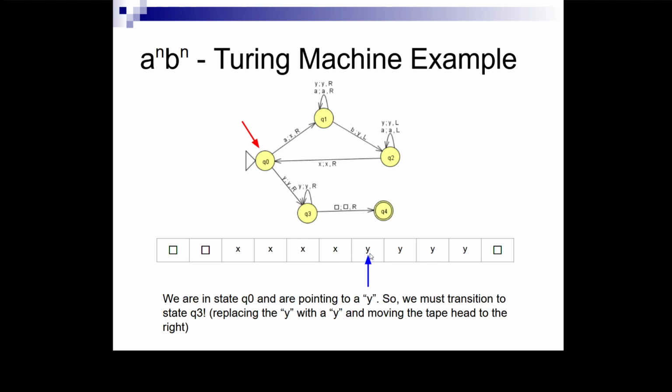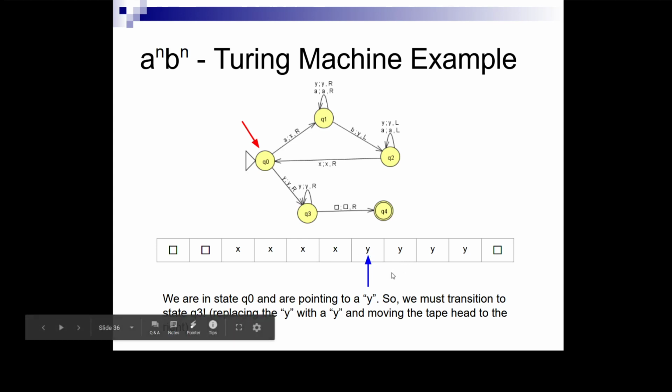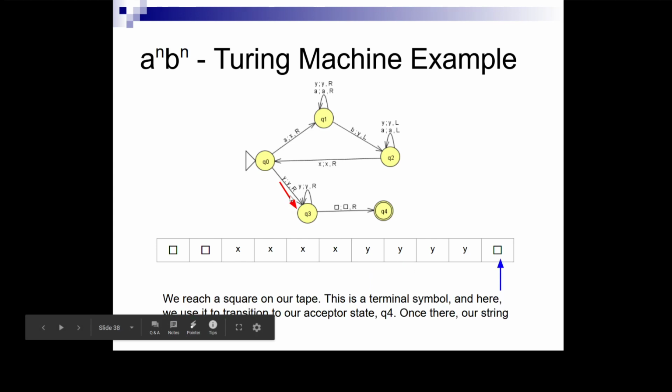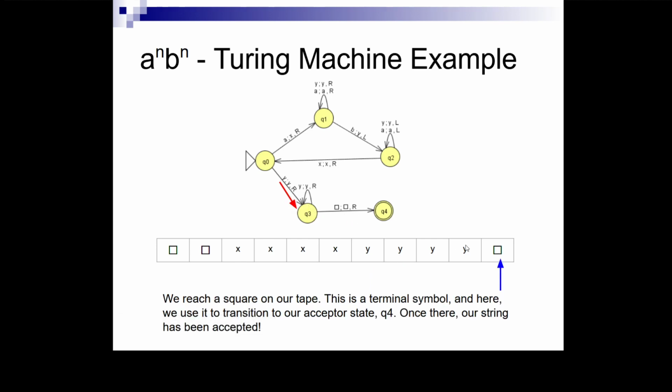Now we are pointing to a Y. So instead of transitioning up to state Q1, we're going to leave the Y alone, move to the right, and transition to state Q3. So we find all the rest of the Ys, and then as long as there are no more B's remaining, right?